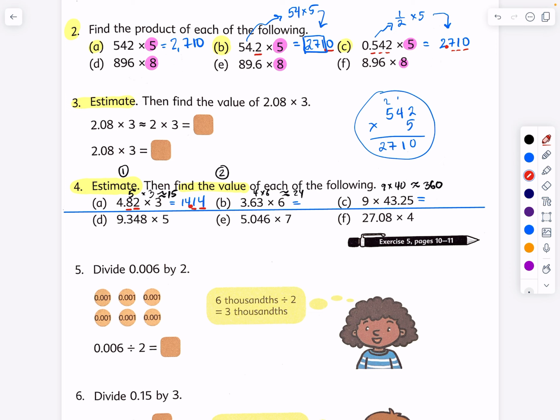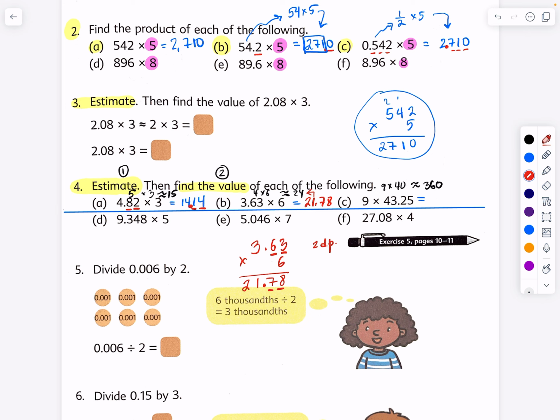Let's take a look at example B. 3.63 times 6. Step 1, multiply 3.63 times 6 using your usual stacked algorithm, and ignore the decimal point at first. Ignore it, and you will find that it's 2178, except we must place the decimal point where? We have 2 decimal places in the top factor, therefore we must have 2 decimal places in our product. And the answer is 21.78, which is very close to our estimate of 24 right above, you see?